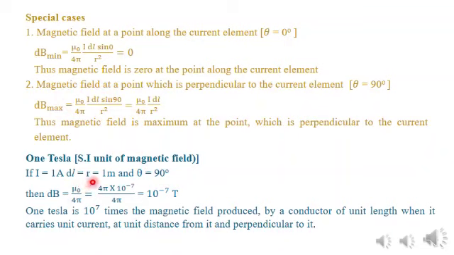Since mu 0 equals 4 pi into 10 raised to minus 7, after cancellation, dB equals 10 to the power of minus 7 Tesla. So 1 Tesla is 10 raised to 7 times the magnetic field produced by a current carrying conductor of unit length when it carries unit current at unit distance from it and perpendicular to it.